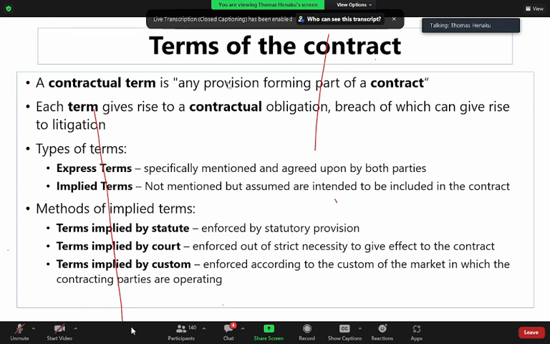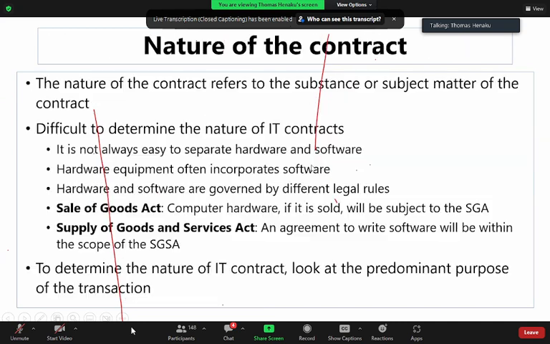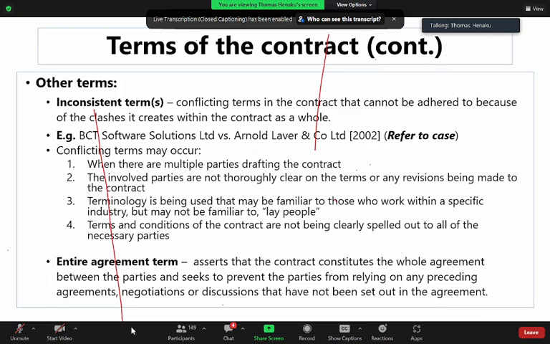All right, let me get these guys in. So, what are some other, so other terms of contract? Still, I mean, this animation.